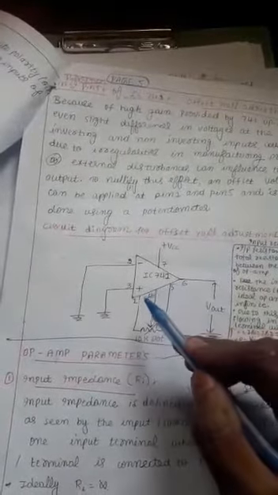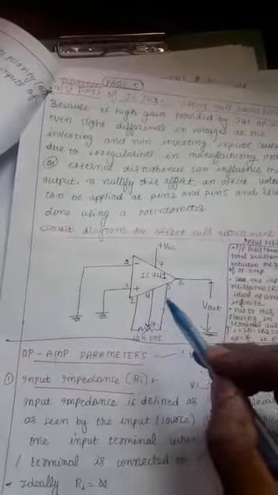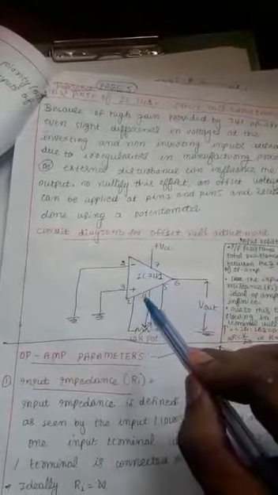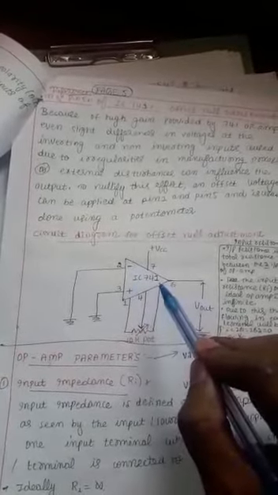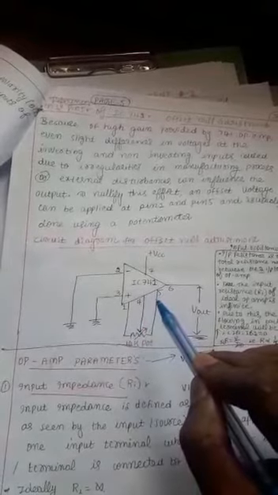offset null adjustment. Offset null adjustment in the sense, I'll explain by seeing this diagram. 1 and 5 are offset null adjustment. Between 1 and 5 I connected a potentiometer of 10k. During the manufacture of this IC, there is an existing certain voltage in the IC. You have to nullify that. In order to nullify it, you have to connect a potentiometer between pin number 1 and 5. That is called offset null adjustment.